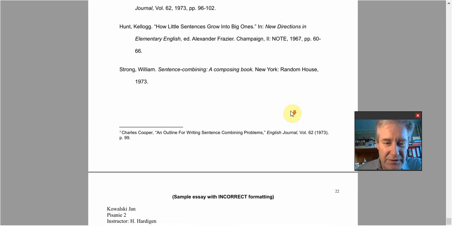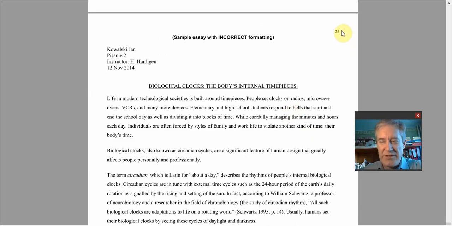Now let's have a look at another sample on page 22 of the module. This is a sample essay with incorrect formatting. So here, the style sheet has not been followed properly. The writer has not followed instructions. If you want a little assignment for yourself, a little practice, just pause this video and have a look at this sample text on page 22 of the module and see if you can identify all the different ways that this writer has not followed instructions.